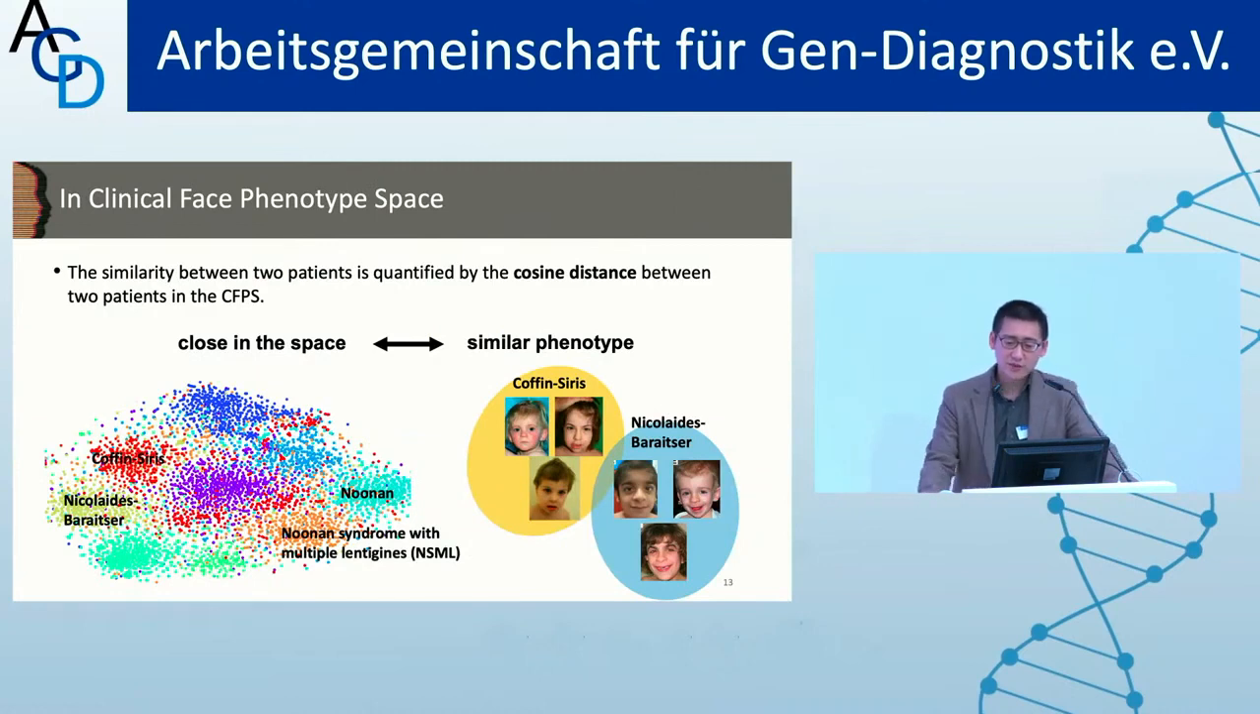In this phenotype space, the similarity between two patients can be quantified by the cosine distance between two patients in this space. And moreover, by projecting the patients from the high-dimensional 320-dimensional space down to the two-dimensional space, which is the figure shown on the left, we can see that the patients with similar phenotypes cluster together. Therefore, if the patients are close in the space, then they do have a similar facial phenotype.